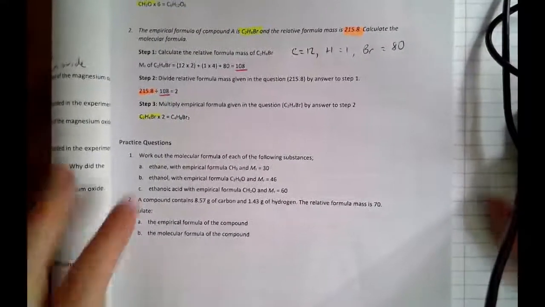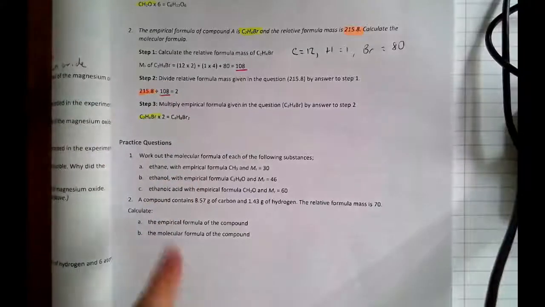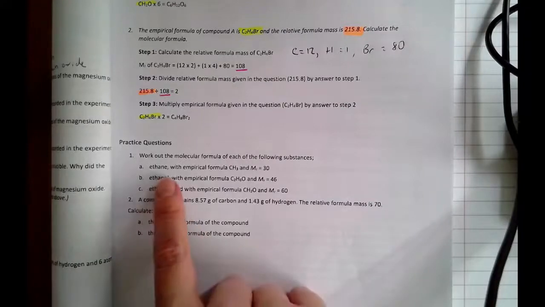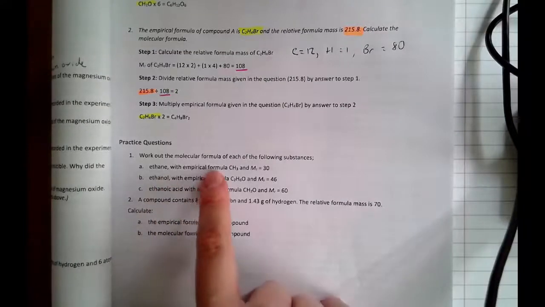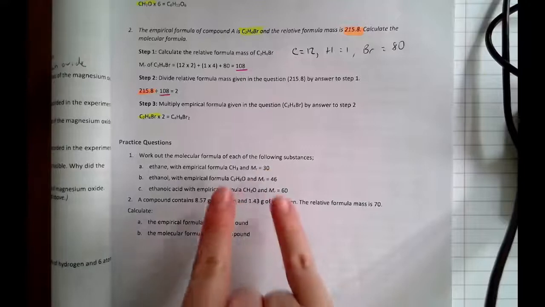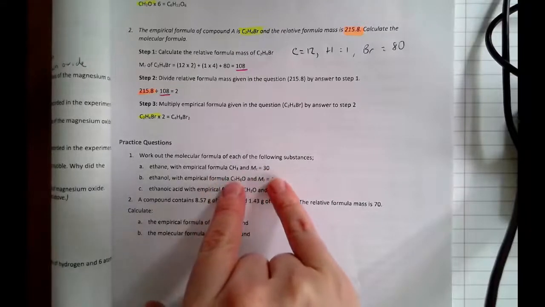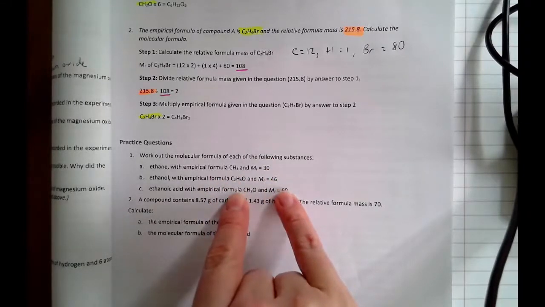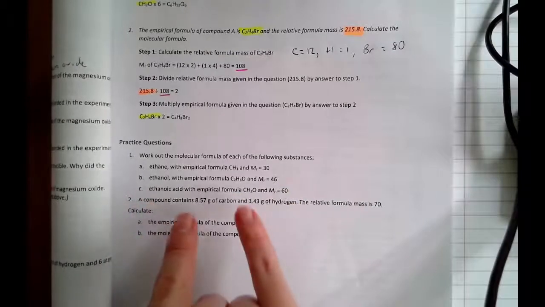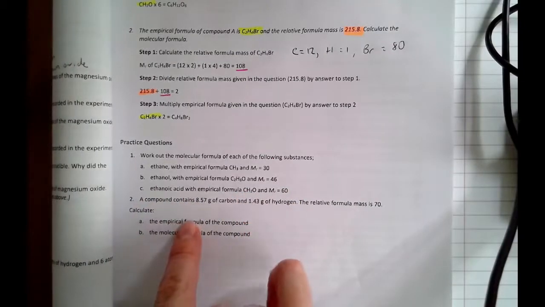So on the screen, I will leave that worked example for you, and I want you to do practice questions 1 and 2. In practice question 1, I give you the empirical formula and the formula mass. So those 2 pieces of information are given to you straight away in the question. In part 2, you have to calculate the empirical formula yourself.